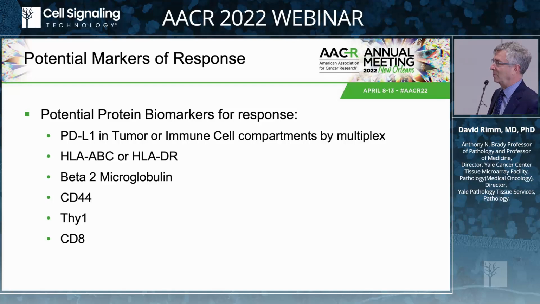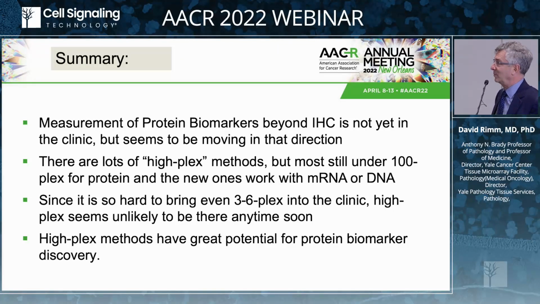And so beta-2 microglobulin is a classic. If it's mutated, immunotherapies don't work. And same thing, if there's loss of beta-2 microglobulin, immunotherapies don't work. But measuring loss is much harder than measuring gain. And so I'm less likely to see those assays ultimately come to the clinic for response to immunotherapy. And so the summary: the measurement of protein biomarkers beyond IHC is not in the clinic.